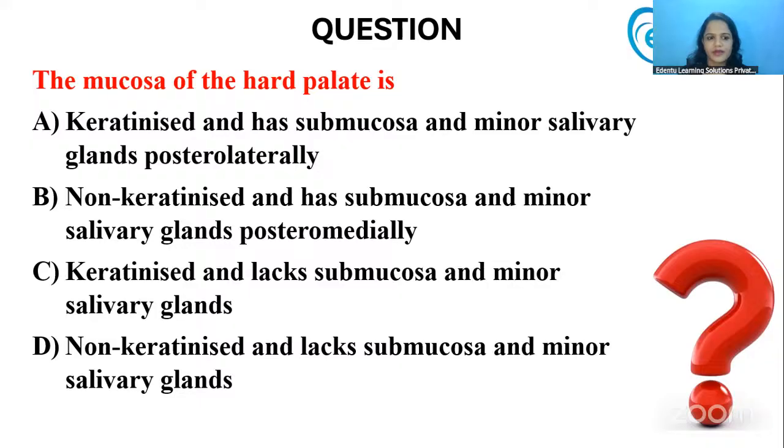The mucosa of the hard palate, mucosa meaning the epithelium. The hard palate and gingiva usually have keratinized mucosa. It has keratinized epithelium. And whether it has submucosa and minor salivary glands, we will have a look at it.